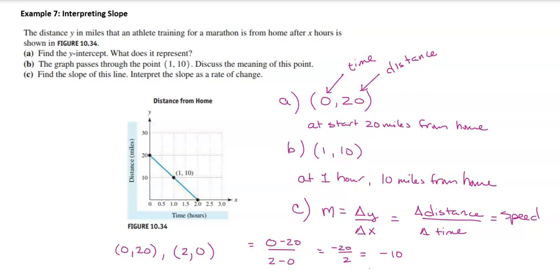Okay, so the negative just means they're getting closer to home. Closer to home, all right? So toward home at 10 miles per hour. And that is how you use a graph to get a rate of change.